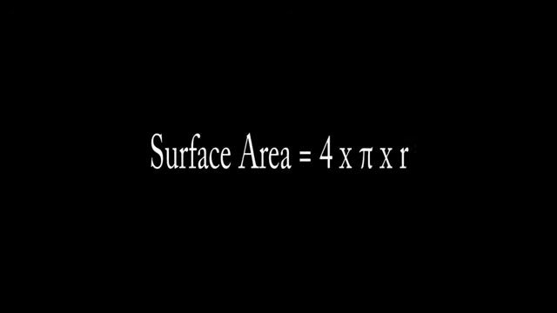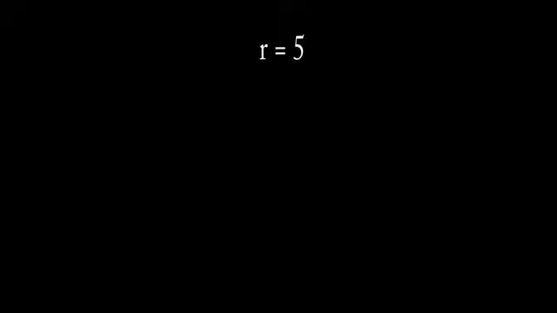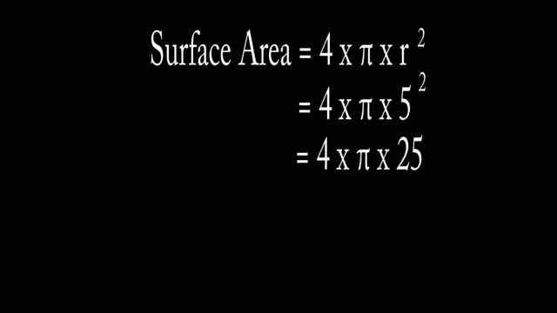To find the surface area and volume of a sphere, the formula is surface area equals 4 times pi times radius squared. The formula for volume is 4 over 3 times pi times radius cubed. Example: when radius is 5, the surface area is 4 times pi times 5 squared equals 4 times pi times 25 equals 100 times pi, and the answer is 314.